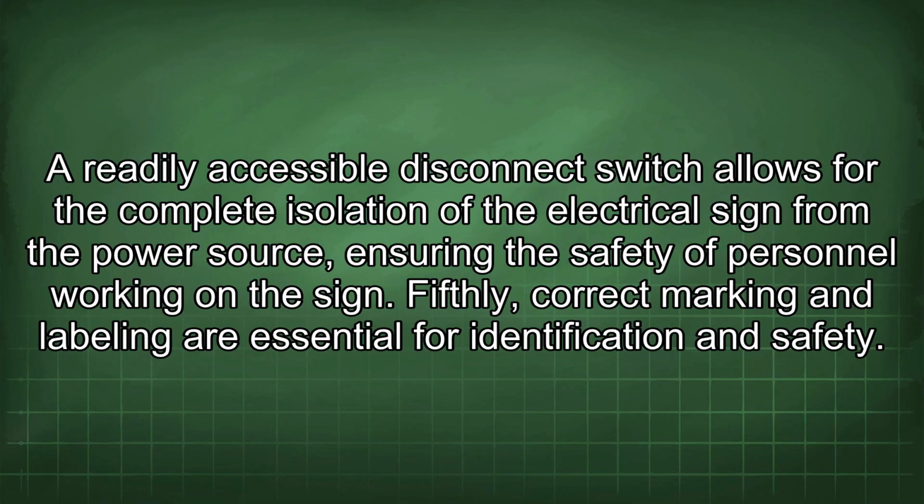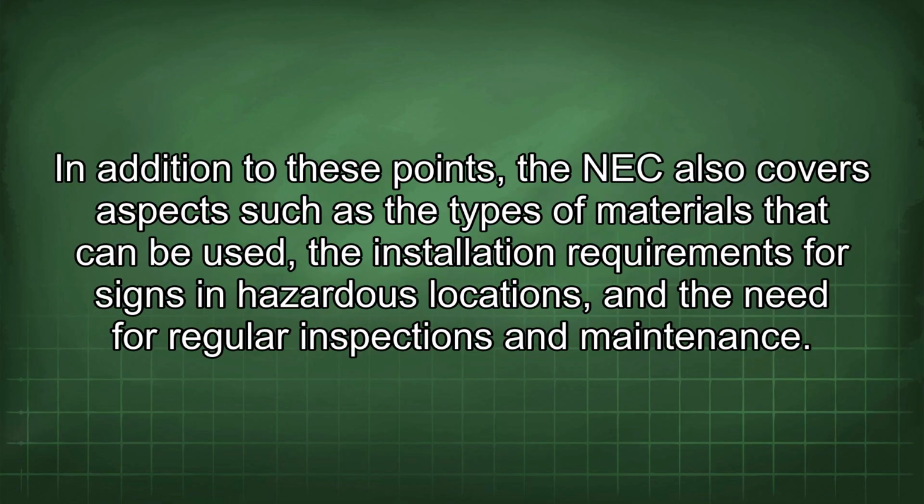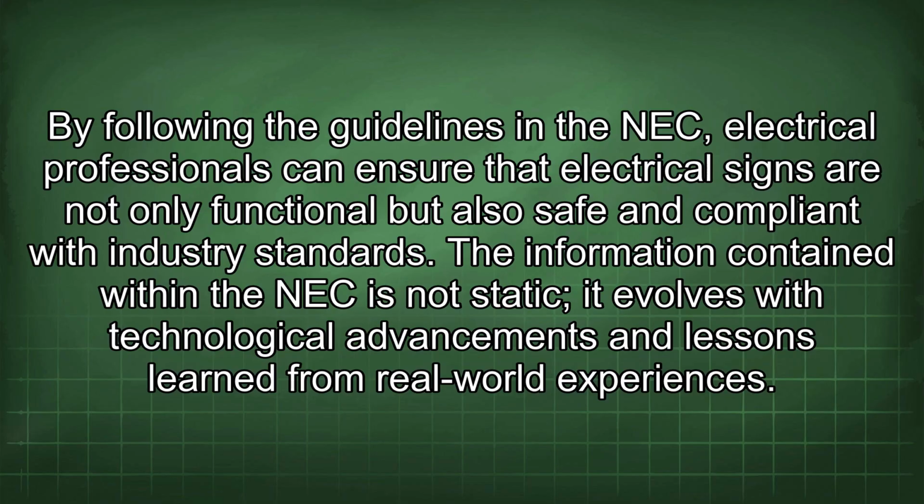Fifthly, correct marking and labeling are essential for identification and safety. Electrical signs must be clearly marked with the manufacturer's information, voltage, current ratings, and other relevant data to facilitate proper installation, operation, and maintenance. In addition to these points, the NEC also covers aspects such as the types of materials that can be used, the installation requirements for signs in hazardous locations, and the need for regular inspections and maintenance. By following the guidelines in the NEC, electrical professionals can ensure that electrical signs are not only functional but also safe and compliant with industry standards.